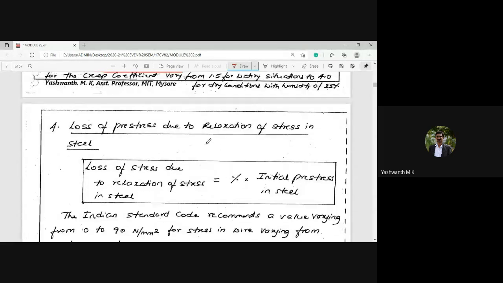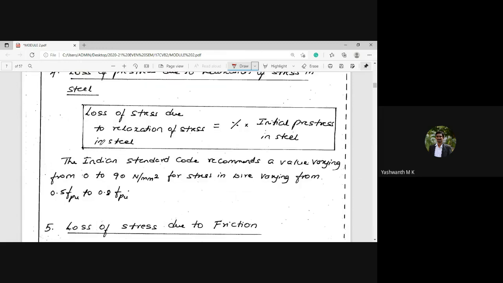Next, the loss is the loss of pre-stress due to relaxation of stress in steel. The above three losses were in the concrete. Now the loss that we encounter in the steel is the loss of stress due to relaxation of stress in steel. That means the steel will undergo certain relaxation. Once it has been loaded, it will come back towards its original position. That is called relaxation. It is given by the percentage of relaxation multiplied by the initial pre-stress in the steel, which will get you the loss of stress due to relaxation in Newton per millimeter square.